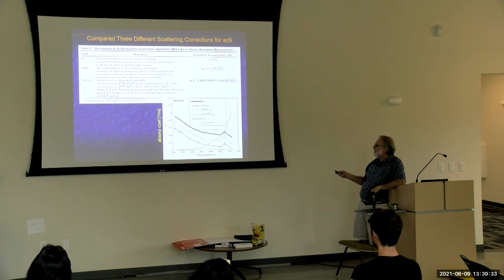And you see here their raw uncorrected absorption measurement. Then the red and the green are two different ways of doing the AC9 scattering correction, and these grayish symbols here were the third way of doing the scattering correction. These two agree, that one's different. So read the paper and see what they say about that.